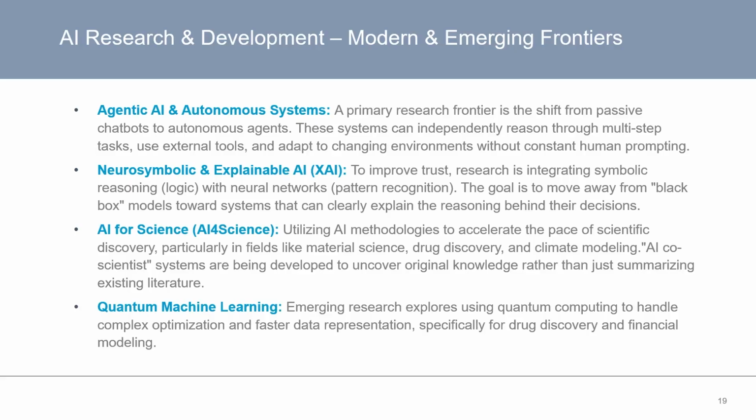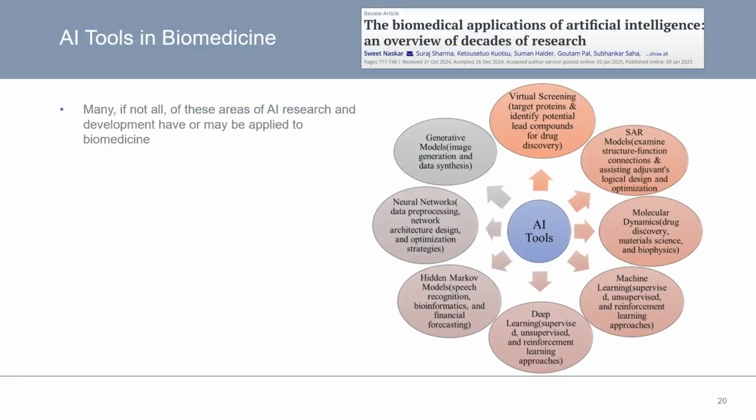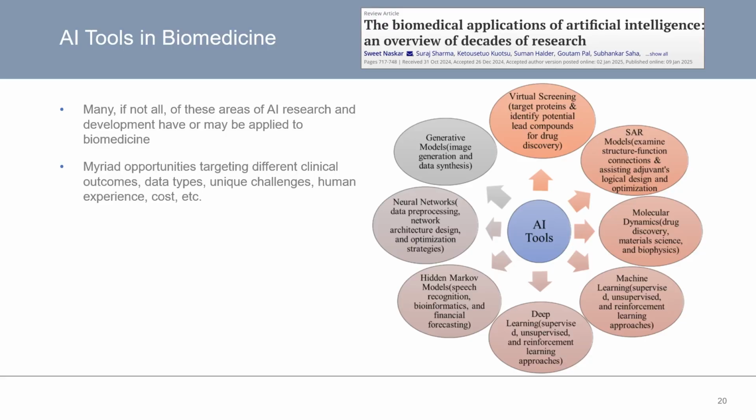And quantum machine learning, which is an emerging research area exploring using quantum computing to handle complex optimization and faster data representation, specifically for drug discovery and financial modeling. Many, if not all, of these areas of artificial intelligence research and development have or may be applied to biomedicine. There are many application opportunities targeting different clinical outcomes, data types, unique challenges, and improving human experience.